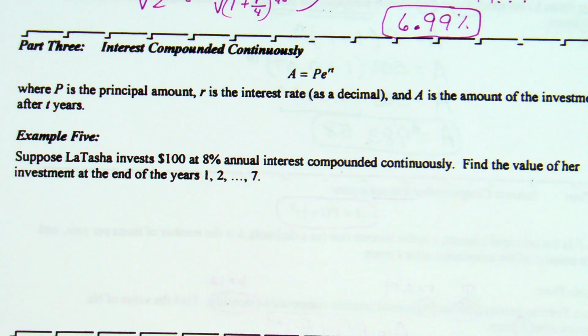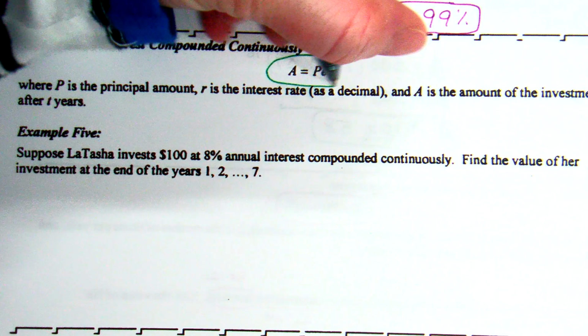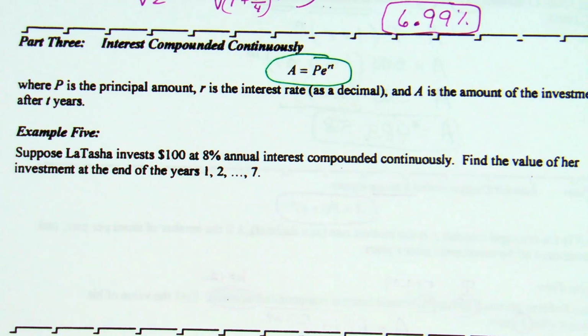Okay. Real quick, I'm running out of time. Compounded continuously. You've seen this formula before also. This uses base E. So obviously P is principal, R is the interest rate, A is the amount after T years. So this is something where it's not compounded just annually or just quarterly or anything like that. It is continuously. Now, the situation here says, suppose Latasha invests $100 at 8% annual interest compounded continuously.